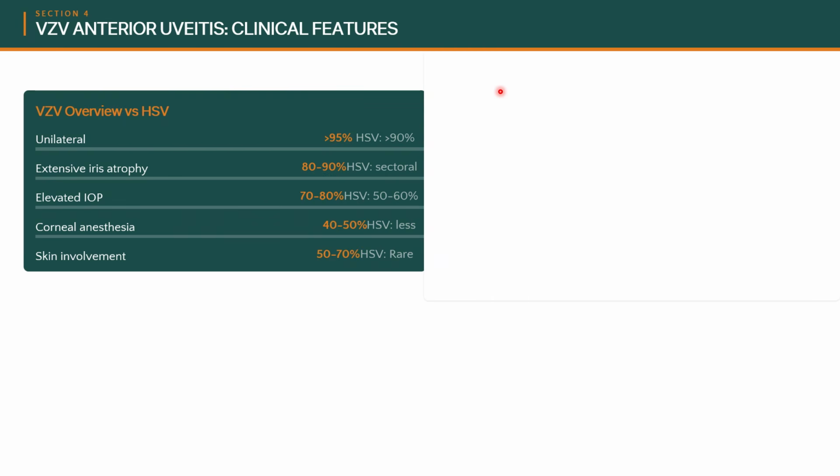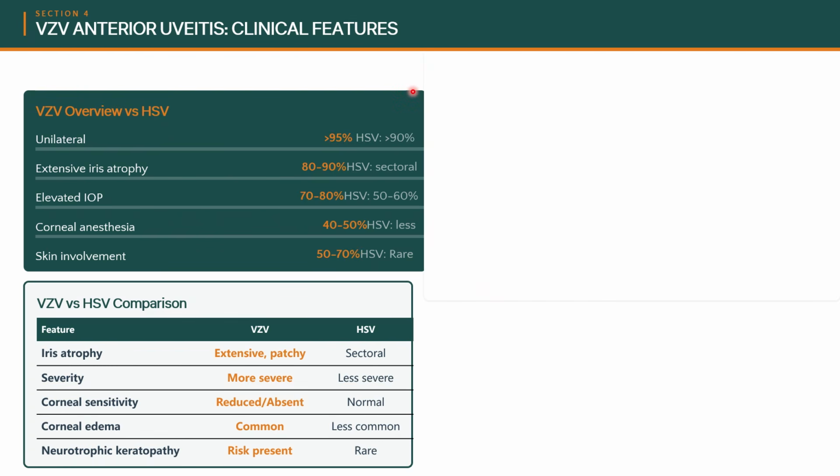As I said before, the principle of unilaterality is universal in all viral uveitis. You can see 95% is unilateral. However, in herpes simplex, only 90% is unilateral. And in varicella zoster or herpes zoster, there will be extensive iris atrophy, and there will be necrosis of the retinal pigment epithelium. That's why a transillumination defect will be there. And there will be a segmental iris atrophy with associated elevation of the intraocular pressure, which can be seen in 80% of the cases because of the associated trabeculitis. This is, as you can see, compared to the herpes simplex virus.